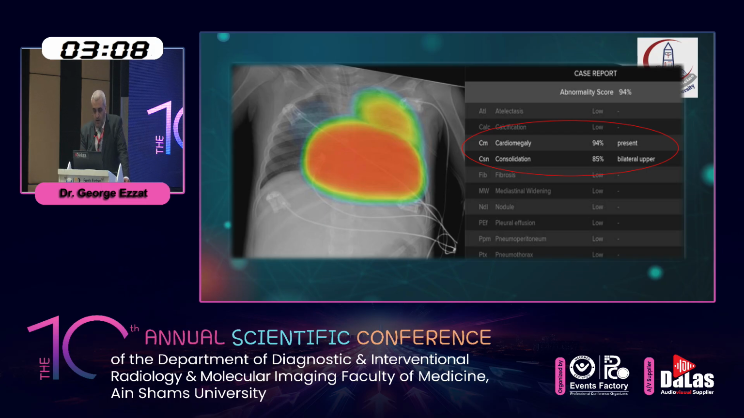It picked up the cardiomegaly and also the left upper lobe consolidation, with a heat map indicating high sensitivity. But the problem is it also picked up a right upper lobe consolidation, which is kind of equivocal, but it showed it at a lower probability. So this will need confirmation by a consultant radiologist.